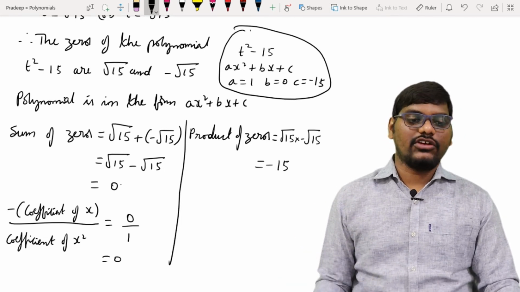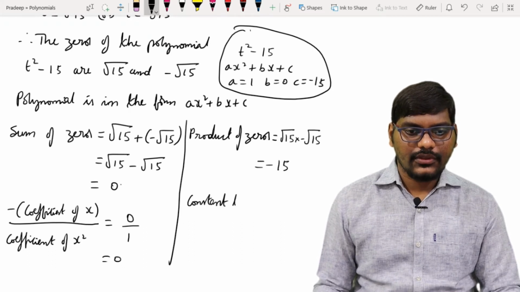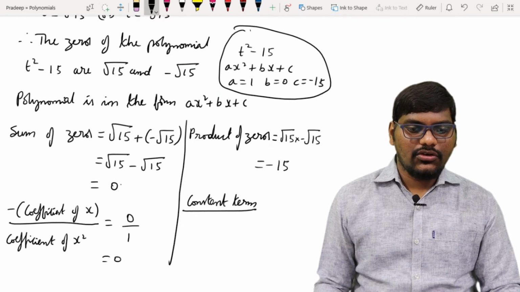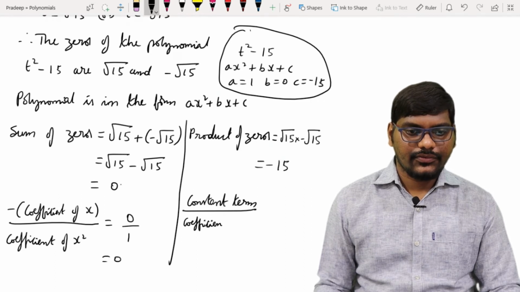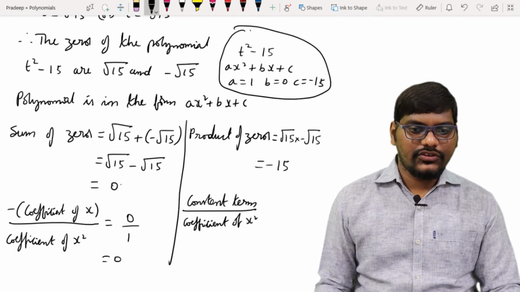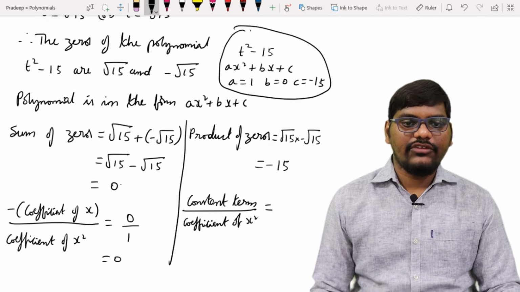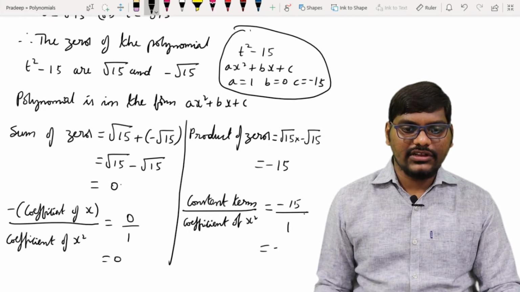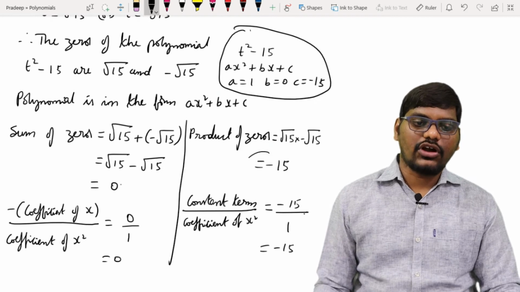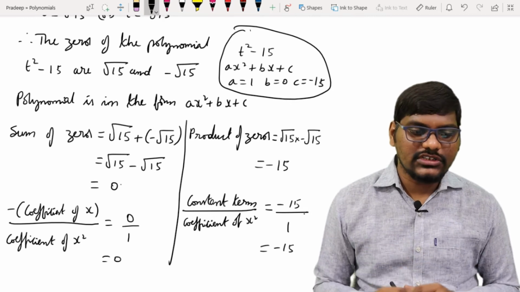So let's take it with the coefficients also. So I can write here constant term by coefficient of x square. In this particular equation, what is the constant term? It was minus 15, and the coefficient of x square has the value 1. So minus 15 by 1 we can simply write as minus 15. So for the product of zeros, here also we got minus 15, here also we got minus 15. So this is all about this particular question.